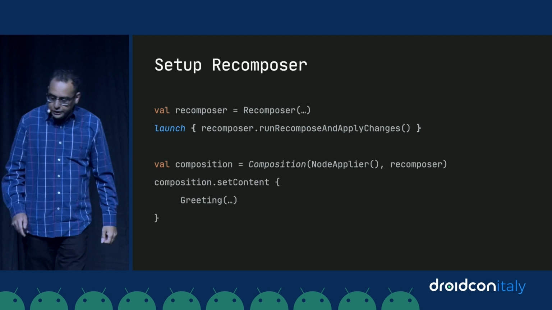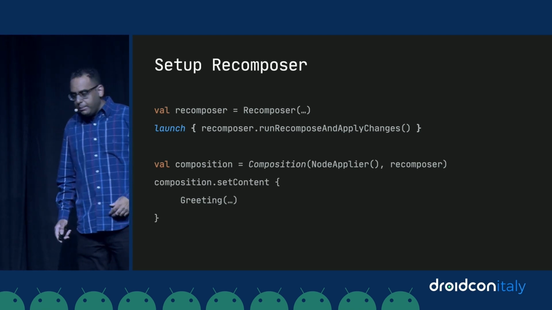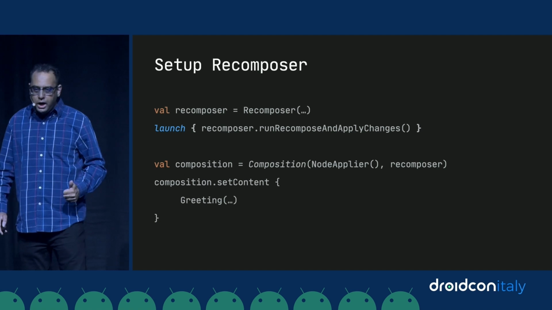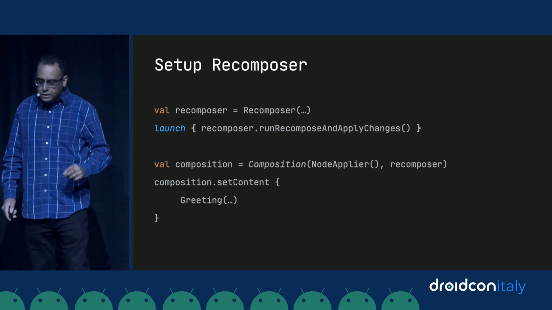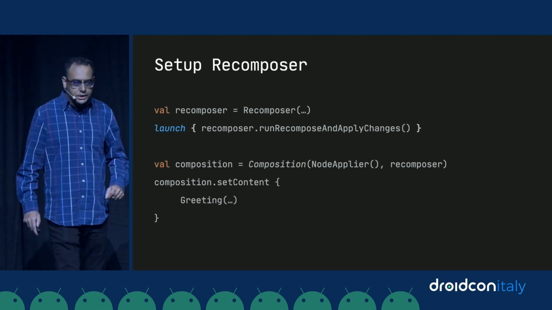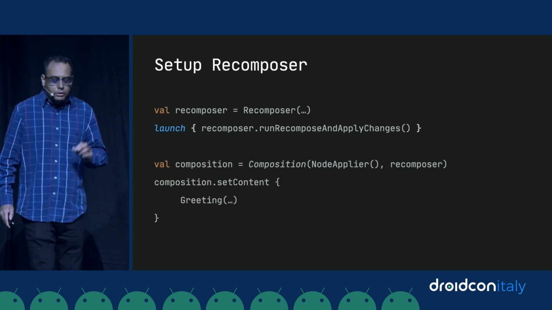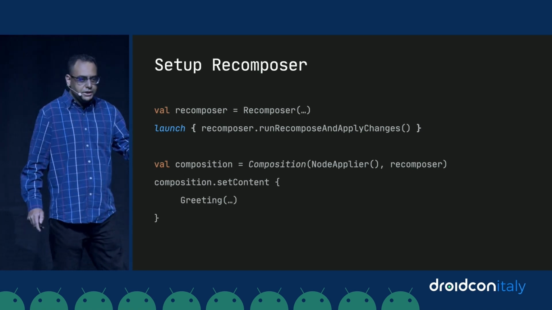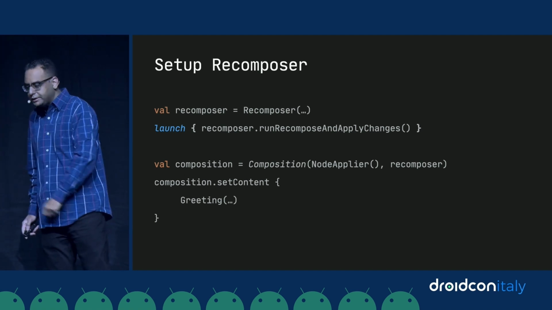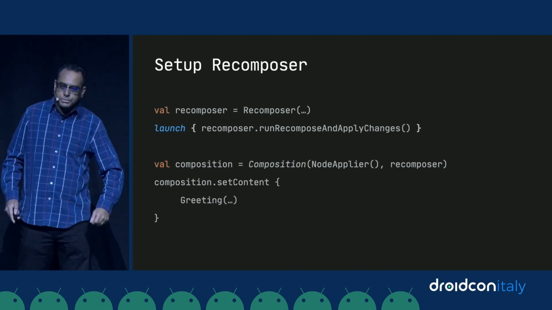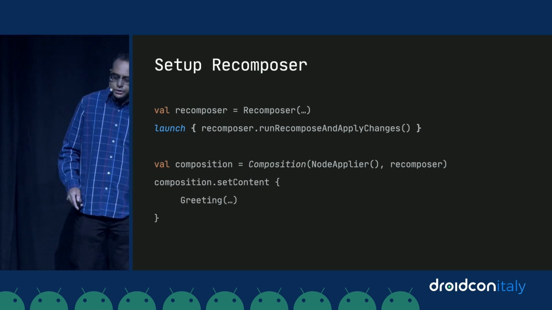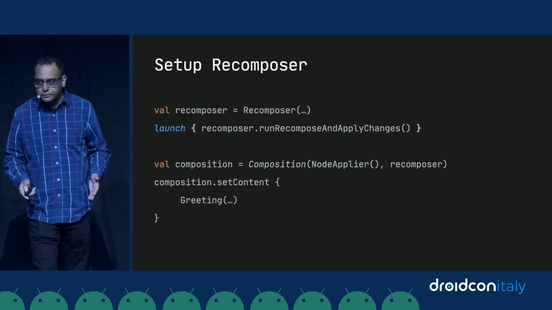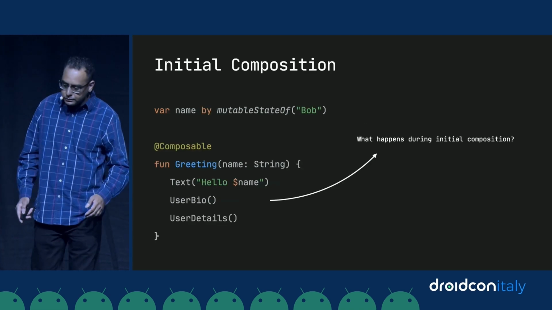The next thing you need to do is set up a composition. This is the pattern followed by Compose UI and all the libraries. When you call set content in your app, underneath the hood, it starts the initial composition process on that composition object. I'm passing the Recomposer to it. This is a common pattern for building on top of Compose.